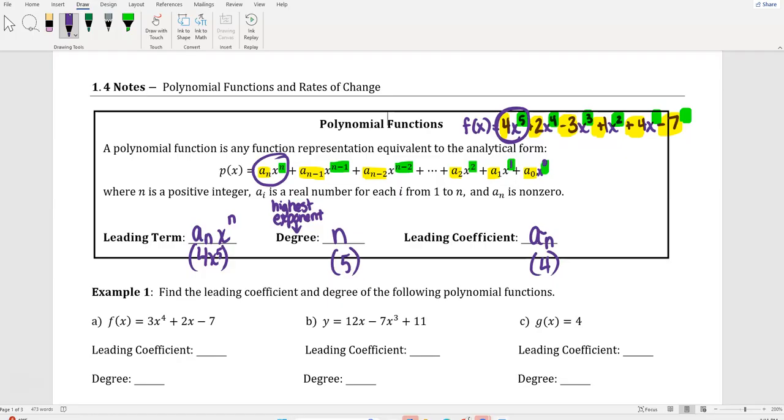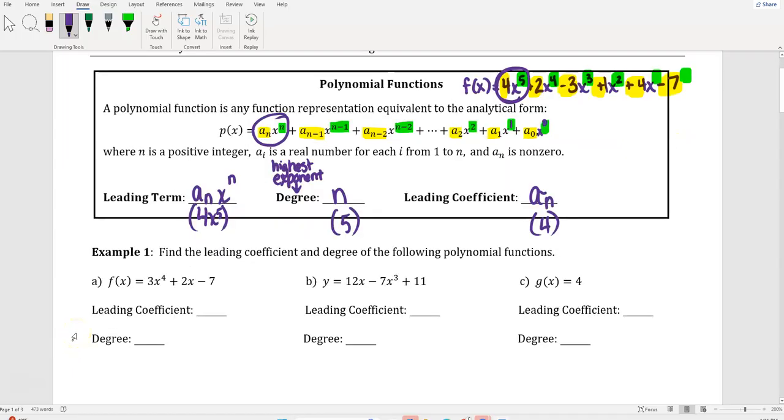So write down your answers for the next 3 right here. Find the leading coefficient and the degree for each one of those functions.